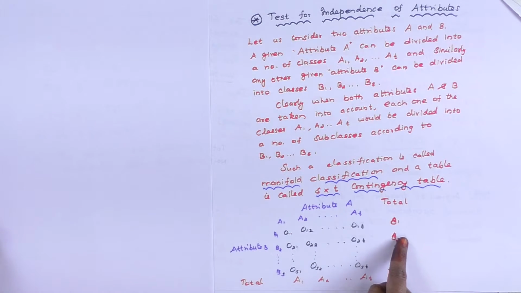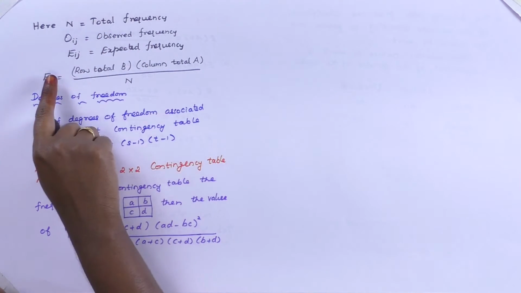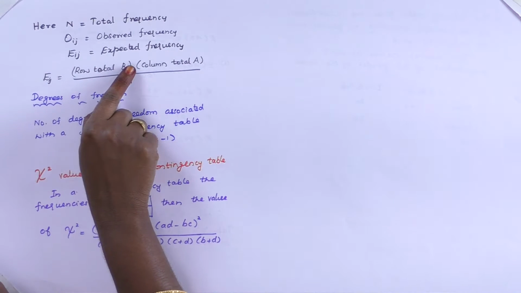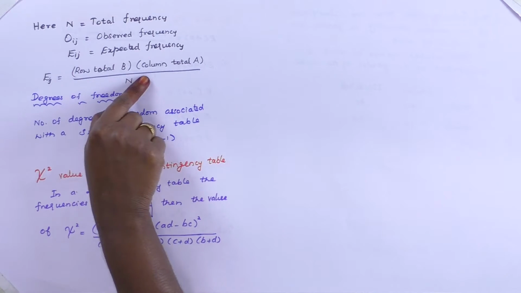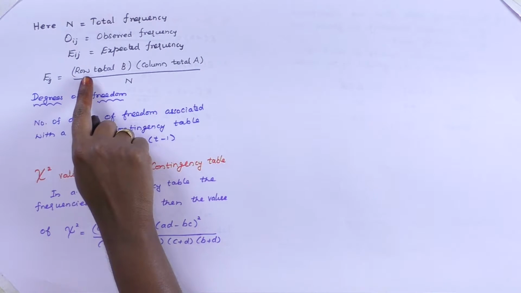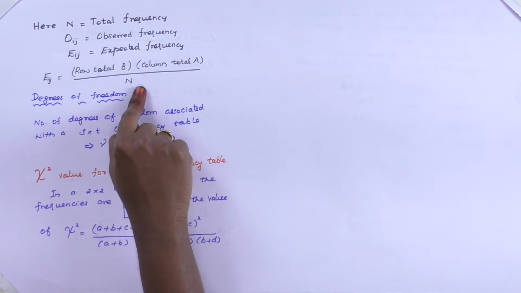The row total gives B1, B2, etc., BS, and the column total gives A1, A2, etc., AT, and the overall total frequency is capital N. Here N represents the total frequency, Oij is the observed frequency in the ith row and jth column, Eij gives the expected frequency in the ith row and jth column, and Eij is calculated using this formula: row total of B into column total of A divided by N.